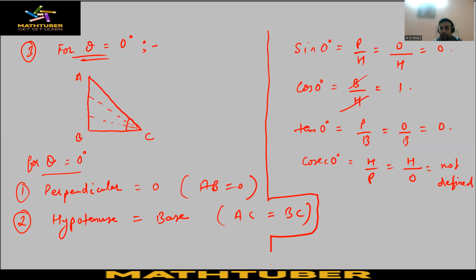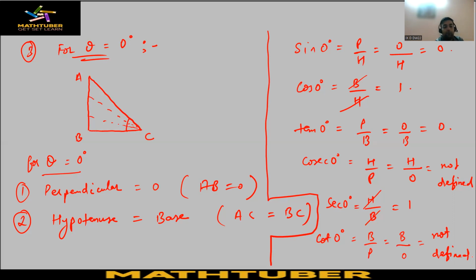Similarly, we can find out the answers for sec 0 degree. It is hypotenuse upon base. Again, hypotenuse and base are equal according to the second condition, so we can cancel them and the answer is 1. And the last is cot 0 degree, which is base upon perpendicular. Base is b and perpendicular is 0. So the answer will be not defined as the denominator is 0 here. Right, so these are the conditions for theta equal to 0 degree.